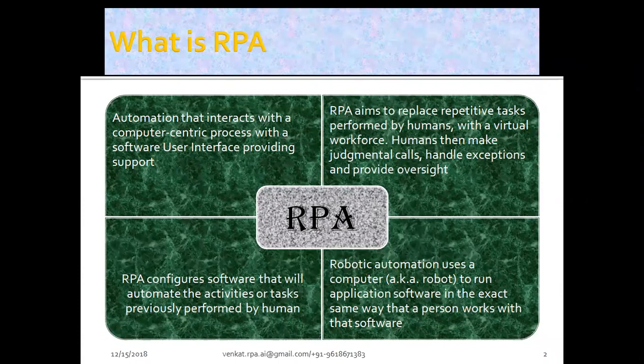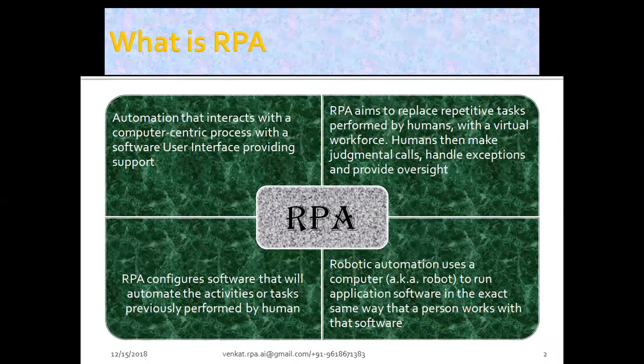Okay. If you see the first one, automation that interacts with a computer-centric process with a software user interface providing support. That also can be done with RPA tools nowadays. The second one is RPA aims to replace repetitive tasks performed by humans with a virtual workforce. Humans then make judgmental calls, handle exceptions, and provide oversight. Those manual activities could be anything. You may take some document and take that data and enter it into some portal. Or there are some applications or tools where you will go and right-click and complete.